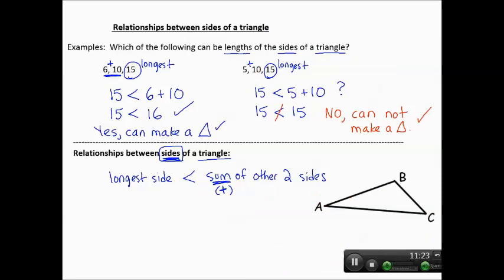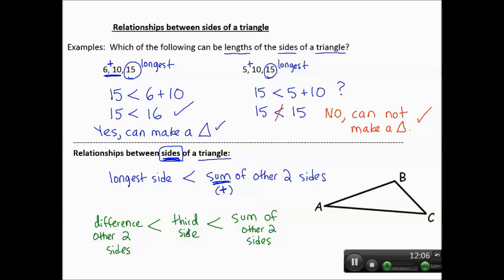Let's go back to our note and write the rest of the relationships between the sides of a triangle. So not only do we know that the longest side has to be less than the sum of the other two sides, but in general, the third side of the triangle, whether it's the longest or not, has to be less than the sum of the other two sides, but greater than the difference between the other two sides.